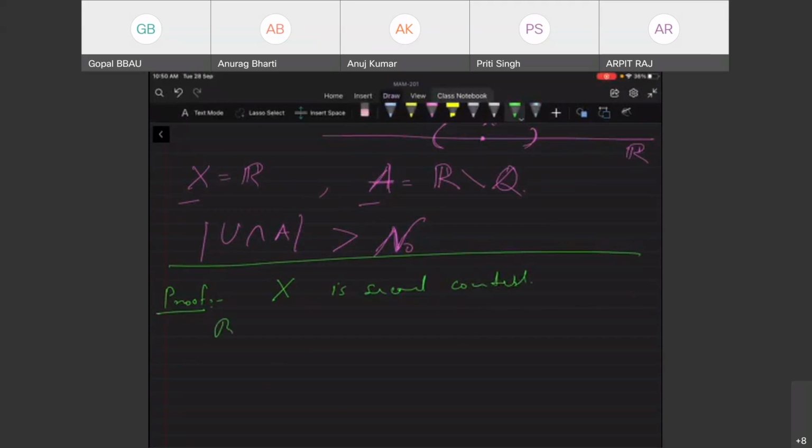This means we have a base which is countable. So a countable base for topology tau.